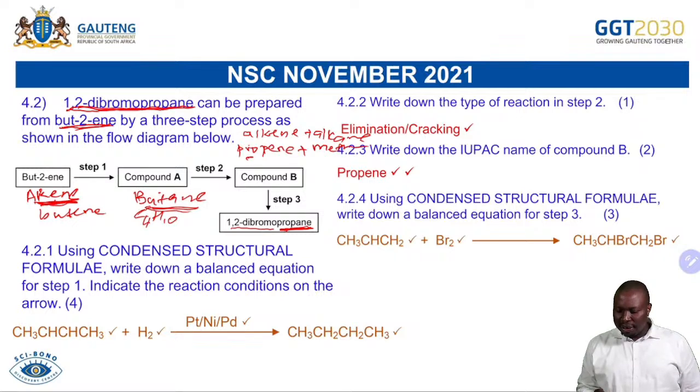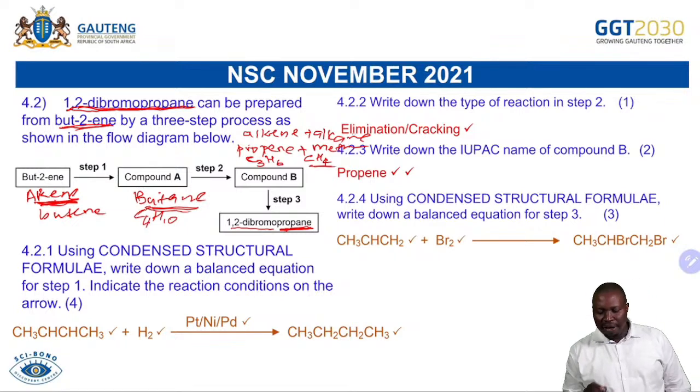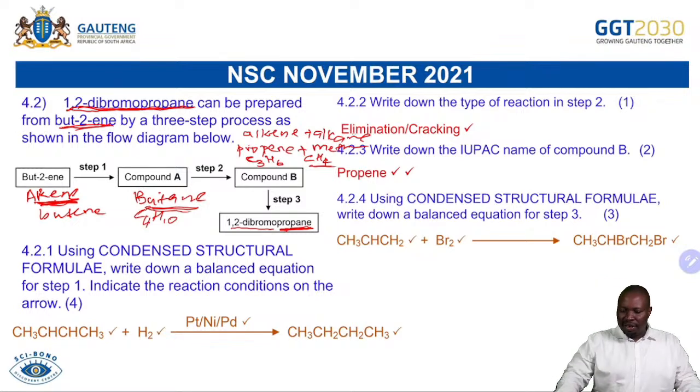Propene is C3H6, and methane is definitely CH4. Because when you add them, they must give you that C4. So 3 plus 1 is 4 carbons, and 6 hydrogens plus 4 is 10. So you see that we have butane, and we crack it into propene and methane.